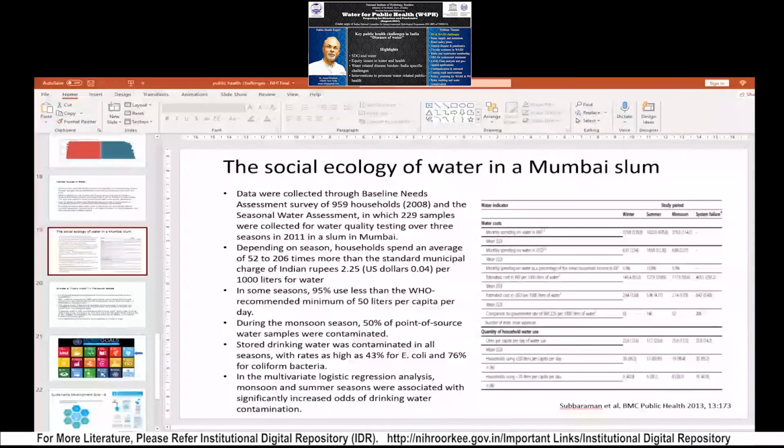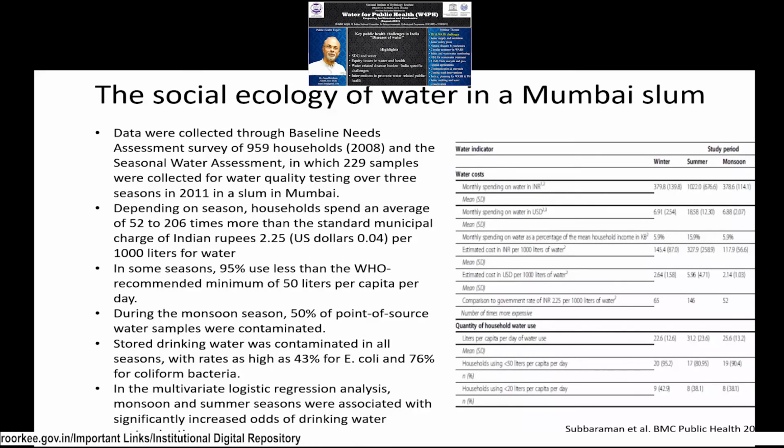Okay, as this study shows, the households in the Mumbai slum were paying much more than what the government was charging for water. Even in the best of times, like winter and the rainy season, they were paying about 6% of their household expenditure on water, and during summer it went up to 16%, which is very high and clearly unacceptable for a basic necessity of life.